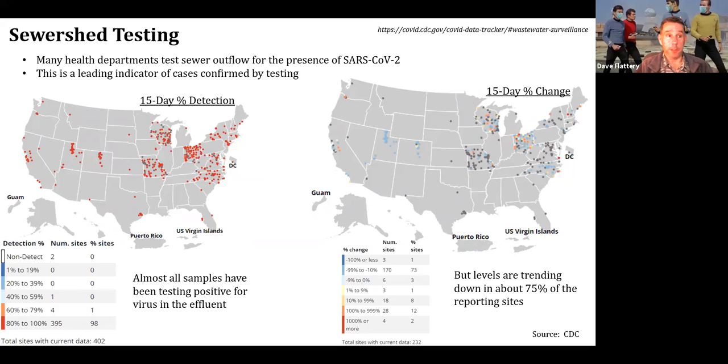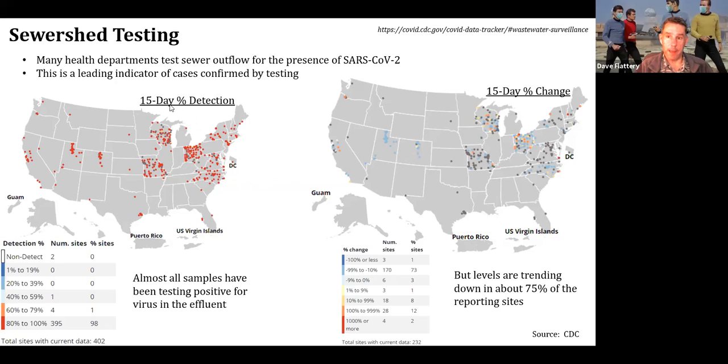But many health departments test sewer outflow, and it's viewed as a bit of a leading indicator to test results, as people will begin shedding the virus in their excrement ahead of the time they develop symptoms and get tested. It's actually a pretty interesting and useful way to monitor populations rather than individuals. So there are 2 maps that are published.